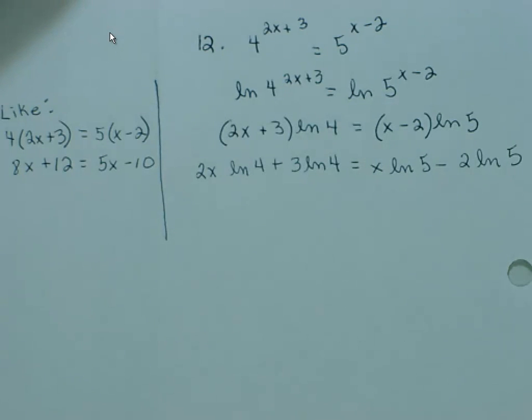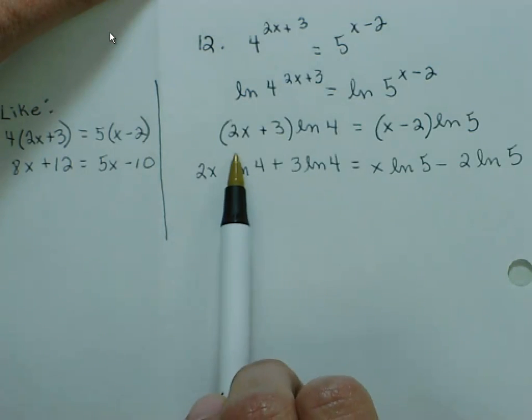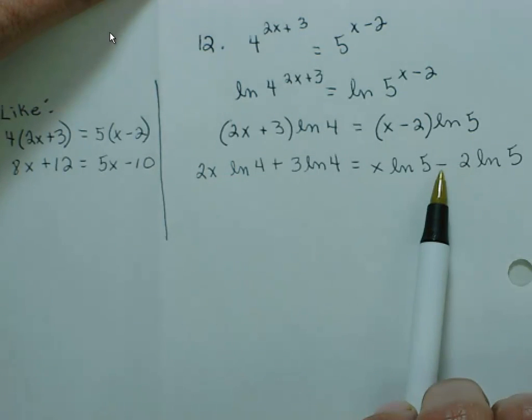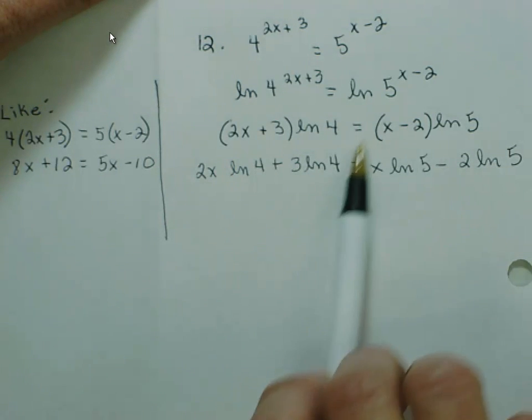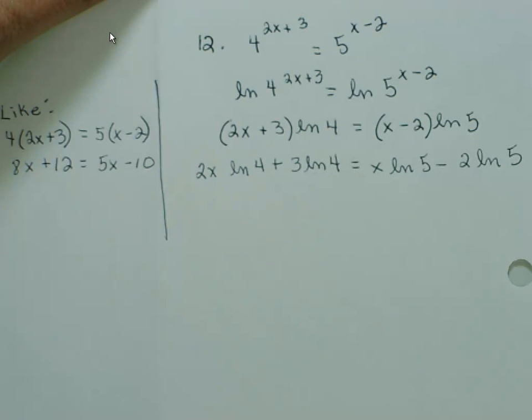It doesn't matter if you get your logs on the left or to the right, but I try to get them on the side that would leave me the least negatives in the problem. Would I have less negatives if I moved the logs to the left or to the right? I think to the right I would only have one subtraction. I could add that 2 natural log of 5 to both sides.